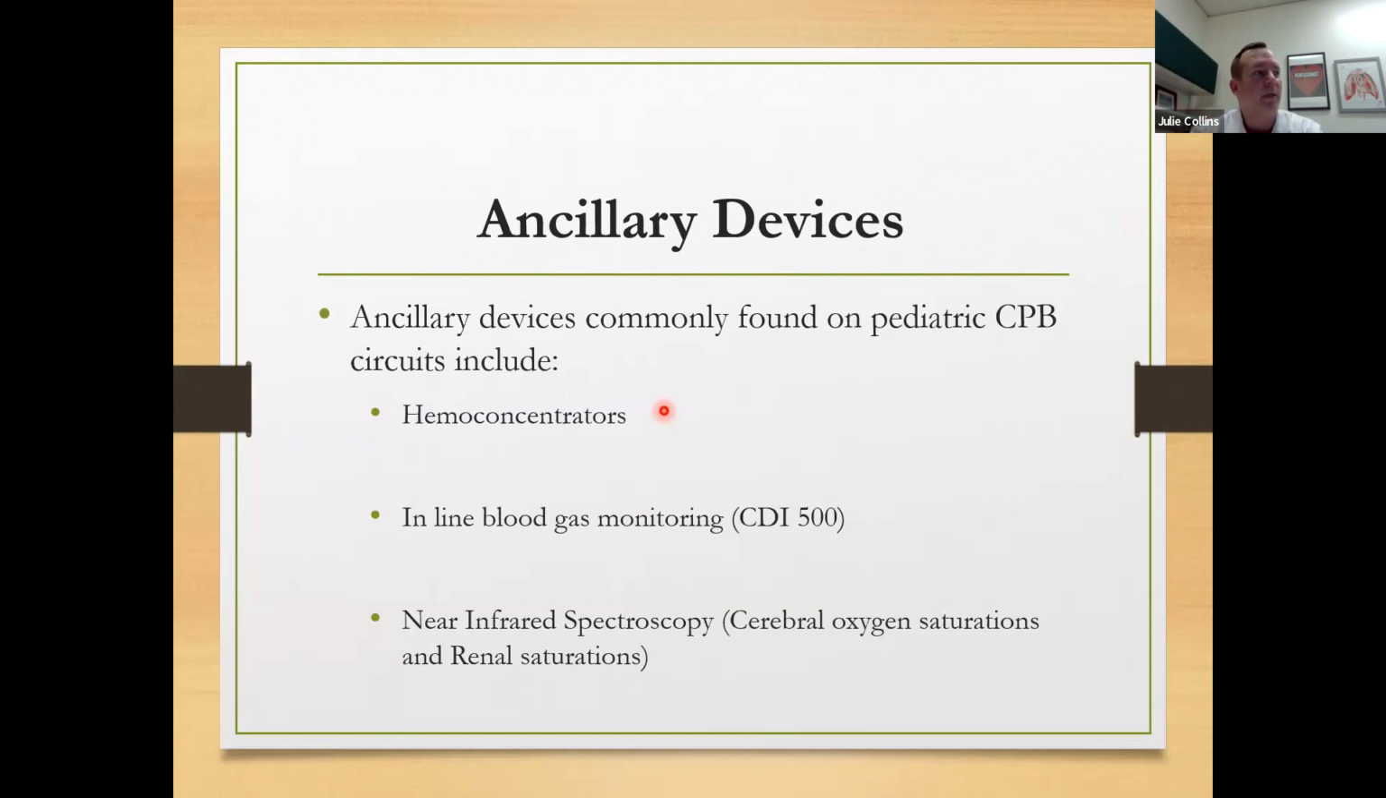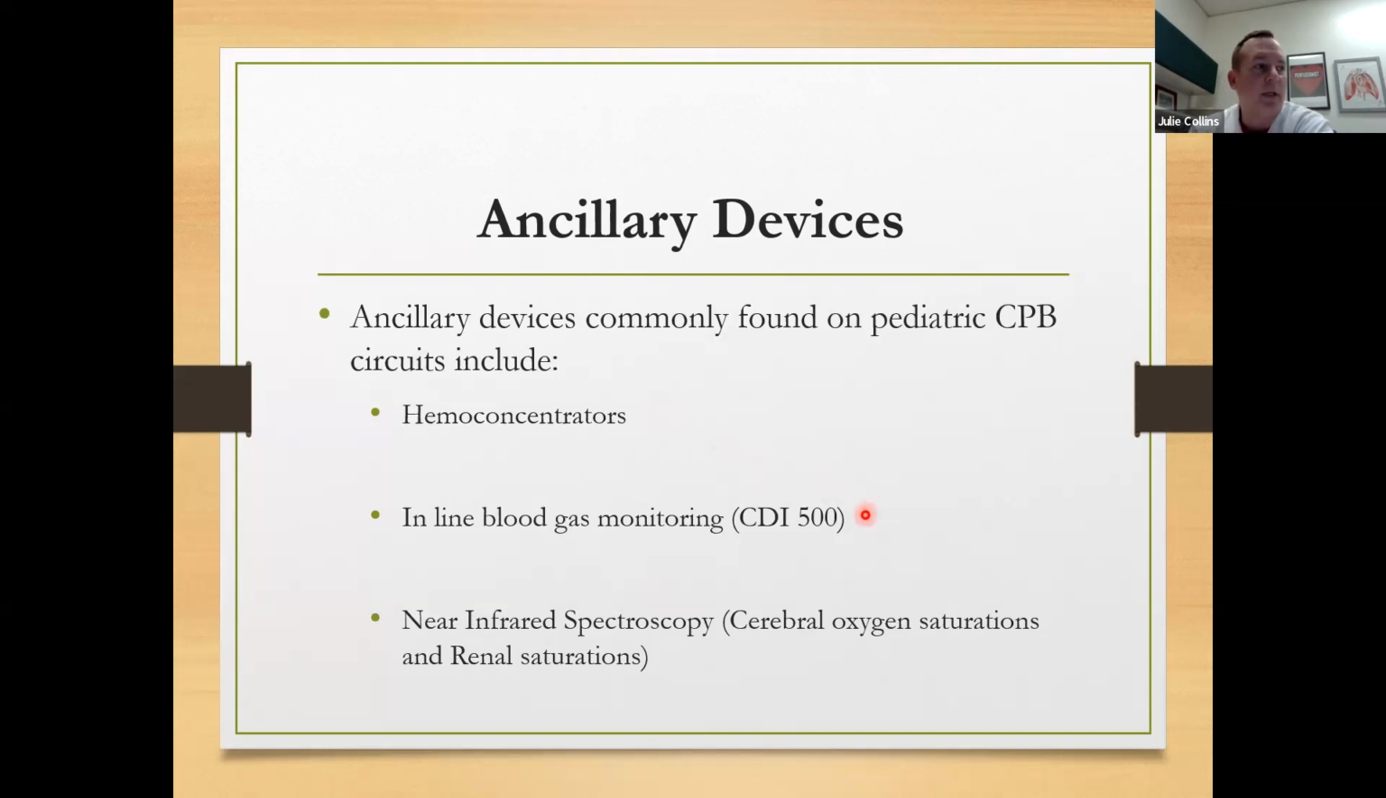Ancillary devices. Hemoconcentrators are a standard of care in pediatrics. If you see a pediatric case that doesn't have a hemoconcentrator, they're doing something wrong. Adults, I think it should be a standard of care. Not all places routinely use them. Sometimes they use them, sometimes. I think it should be a standard of care, but peds is absolutely a standard of care.